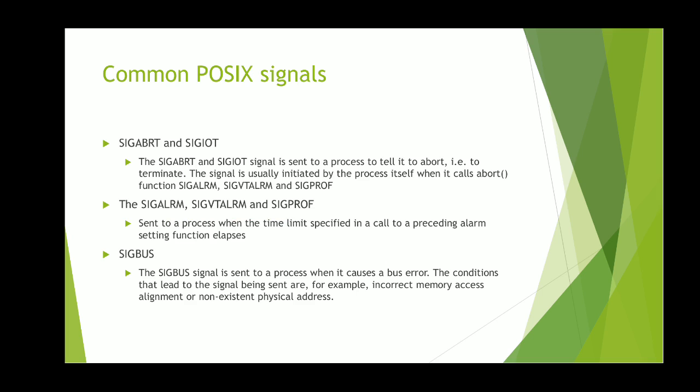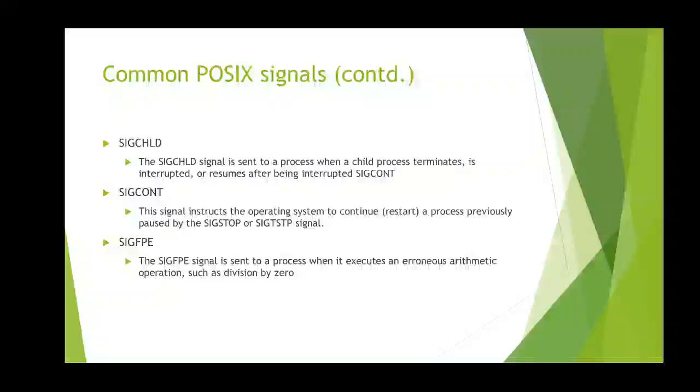And the third one is SIGBUS. It will be raised when a bus error happens, such as incorrect memory access or non-existent physical memory access, etc. The next signal is SIGCHLD. This will be sent to the parent process when the child process status changes, like the child process is terminated, interrupted, or resumed after being interrupted.